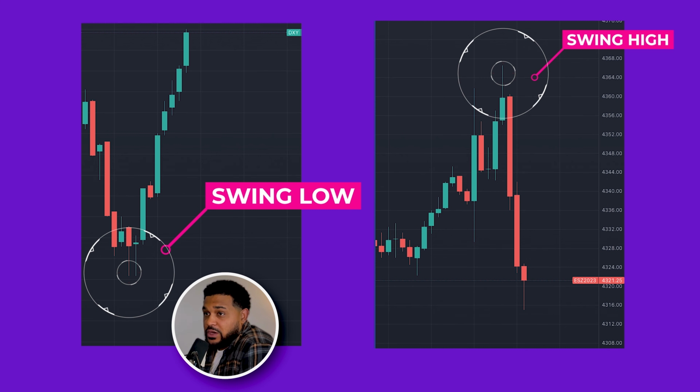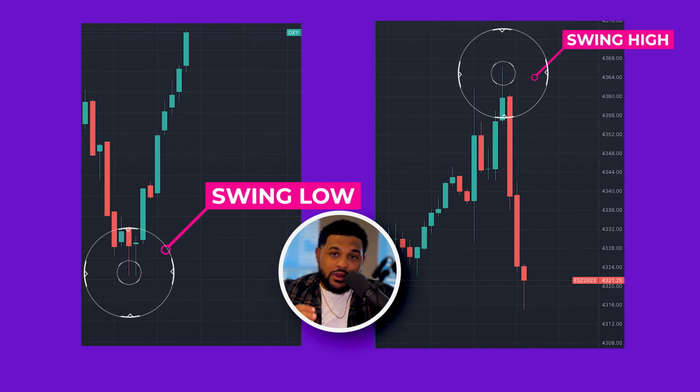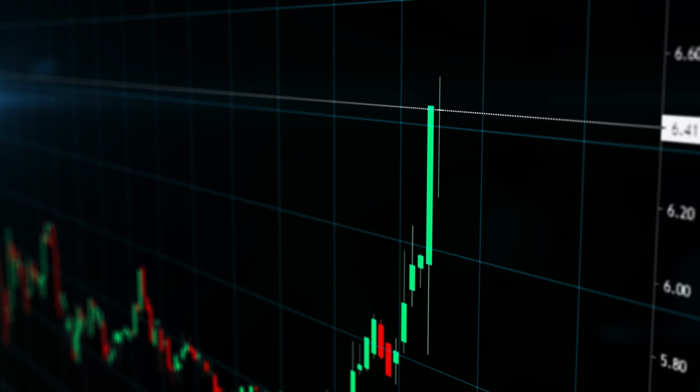You'll notice how we aggressively bought off from the low and aggressively sold off from the high. Now, to the left is a swing low. This is when price is at a discount and is going to aggressively buy up. To the right, we have a swing high, and this is typically when price is at a premium and will sell off. So by identifying these swing points on your chart, you'll know when smart money has entered the market.